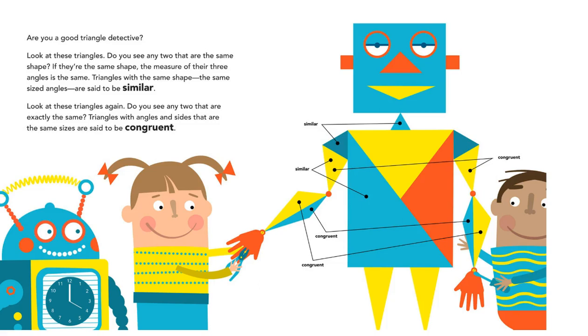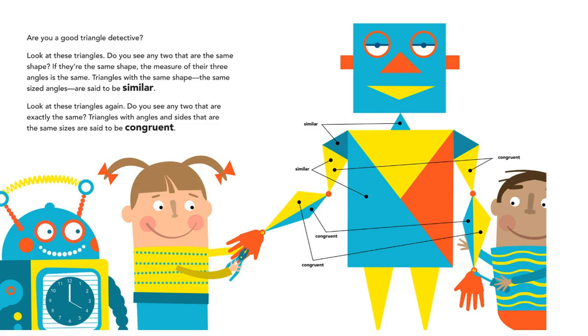Are you a good triangle detective? Look at these triangles. Do you see any two that are the same shape? If they're the same shape, the measure of their three angles is the same. Triangles with the same shape, the same size angles, are said to be similar.